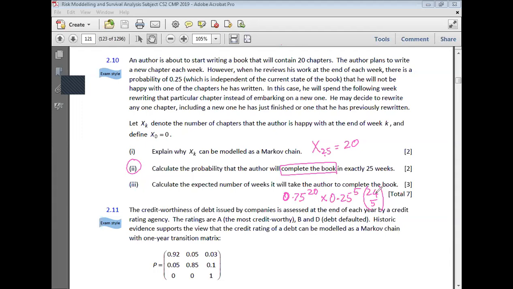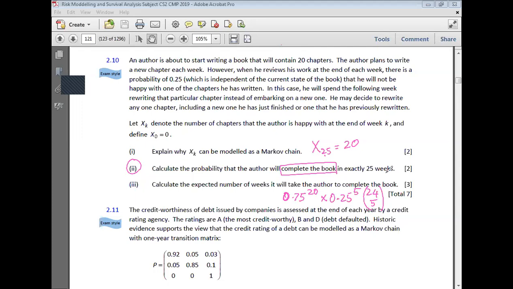We are going to wind up here. I'll just explain 2.11 in 2 minutes. Don't worry about that, I guess. Okay. So this will be your chance that you will complete the book in exactly 25 weeks. Not more, not less.